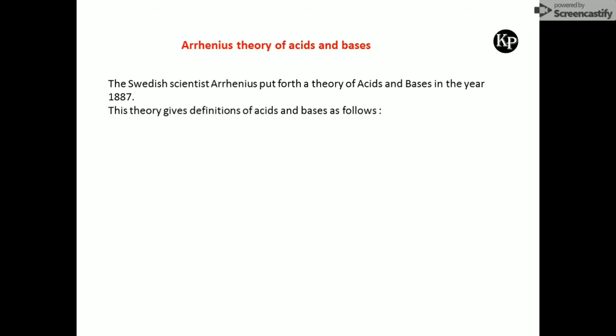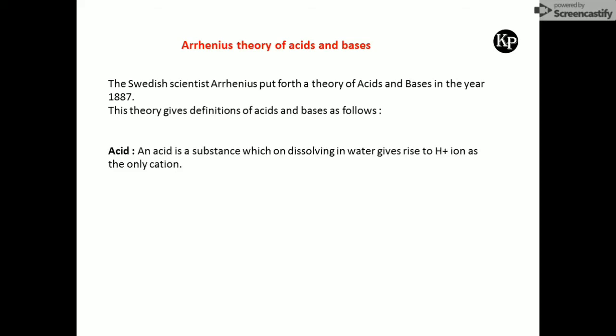Now see the Arrhenius theory of acids and bases. The Swedish scientist Arrhenius put forth a theory of acids and bases in the year 1887. This theory gives the definition of acids and bases as follows. According to Arrhenius, an acid is a substance which, on dissolving in water, gives H+ ions, and these ions are nothing but cations. Cations means ions having a positive charge.